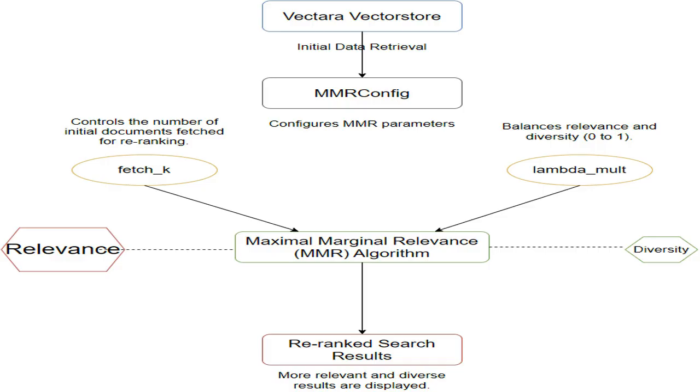In the context of MMR, diversity means the dissimilarity of the selected documents from each other. The goal is to avoid returning redundant or very similar results, and instead present a wider range of information.